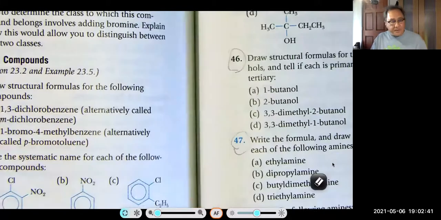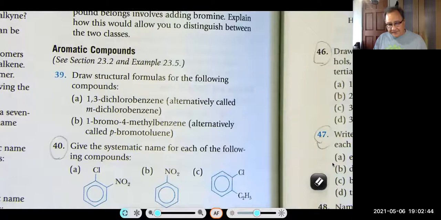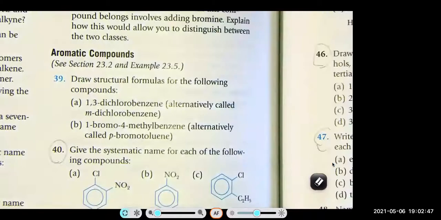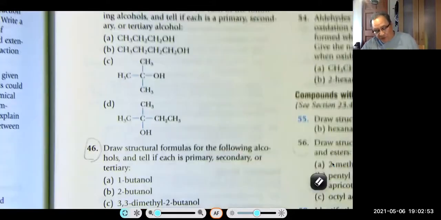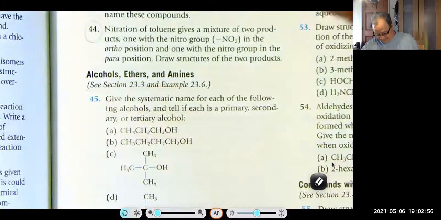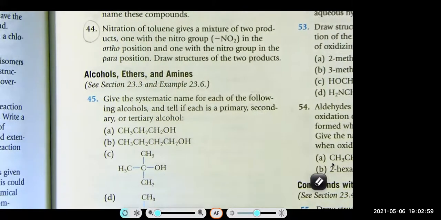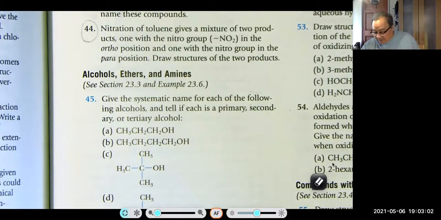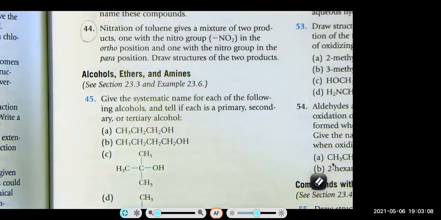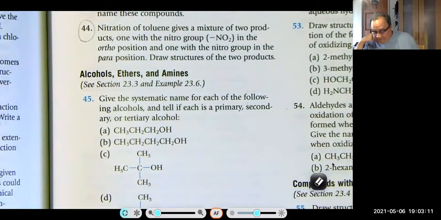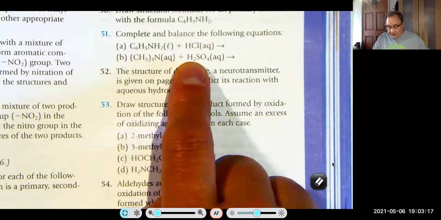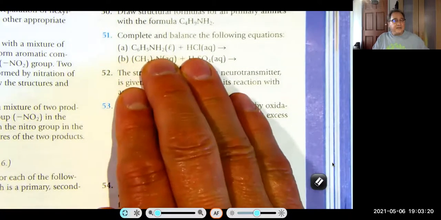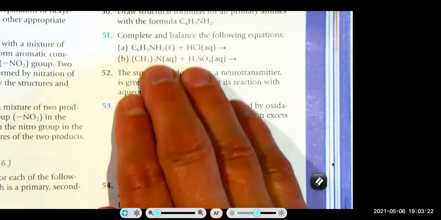Aromatic compounds. Do you remember the reactions we talked about with aromatic compounds? There weren't any. Okay, then skip that one. Okay, alcohols, ethers, and amines. Did we do any reactions with alcohols or amines? Yeah, we did condensation reactions, didn't we? We did hydrolysis too. And also we did acid-base things with amines, right? So number 51, that's an amine and that's an acid. So should you be able to come up with a product? Yeah, we'll get A. And how about B?